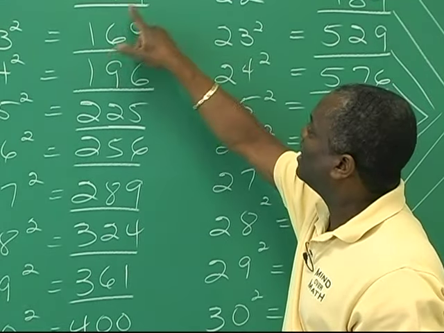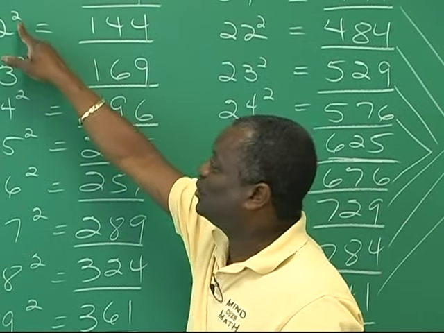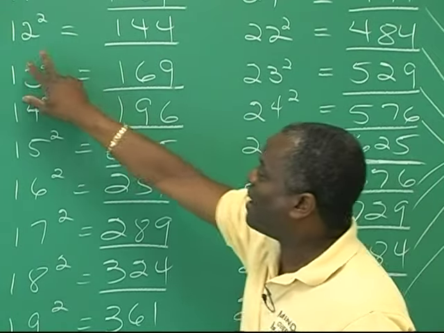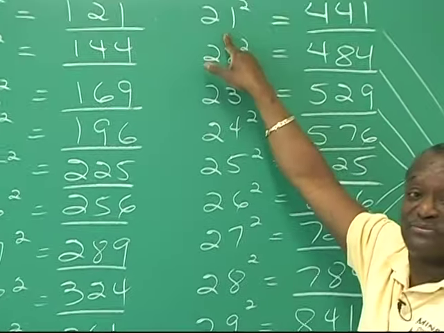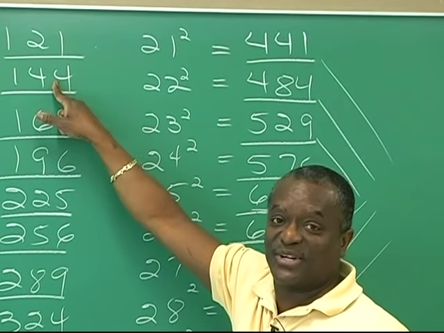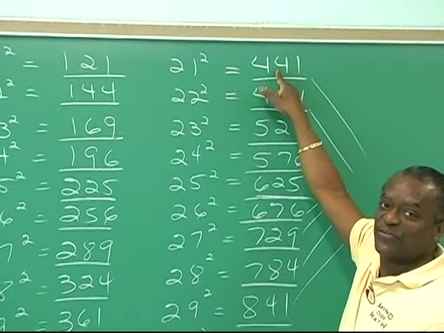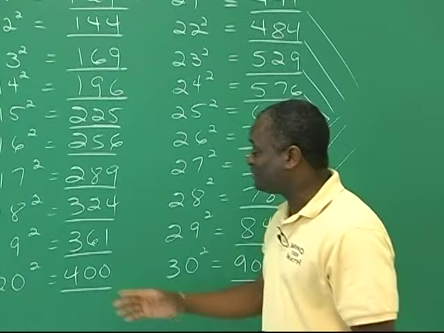Take a look at 12 squared. 12 as a number, 1, 2, squared is equal to 144. What happens when we take these two digits and we reverse them? We get 21. What's 21 squared? Well, it's the reverse of these three digits. 12 squared is 144. 21 squared is 441. Great stuff, isn't it?